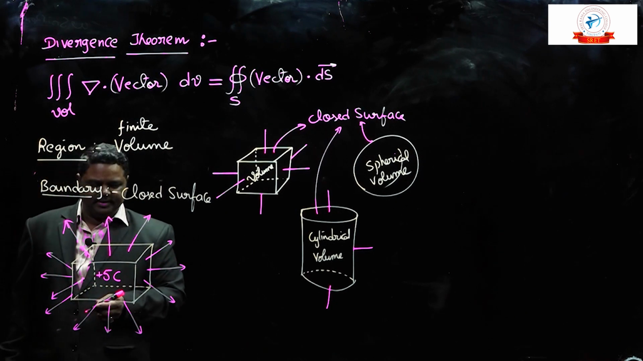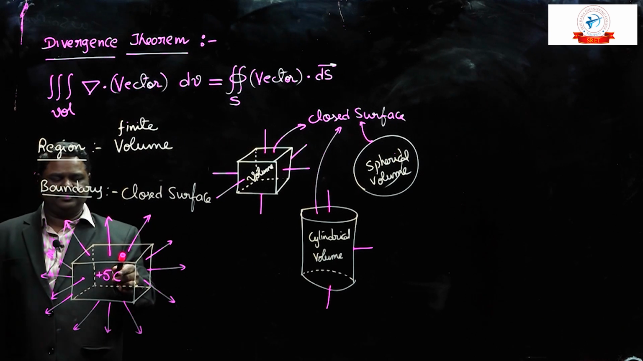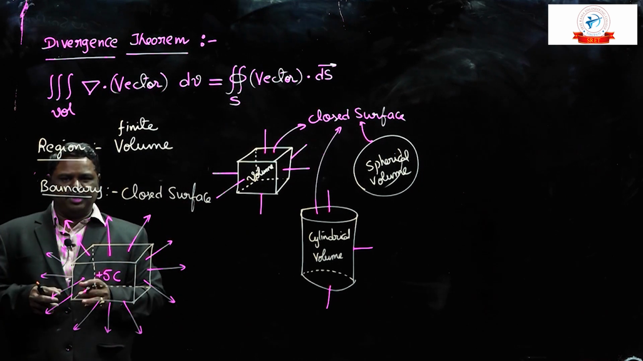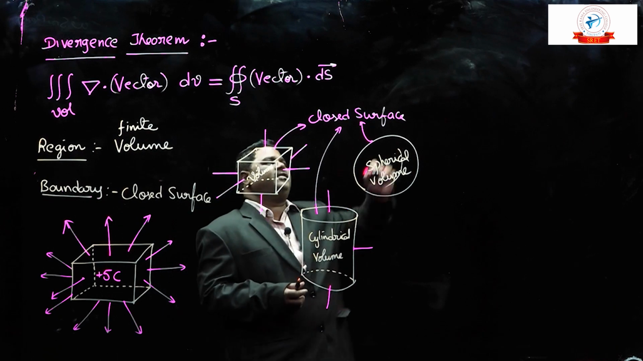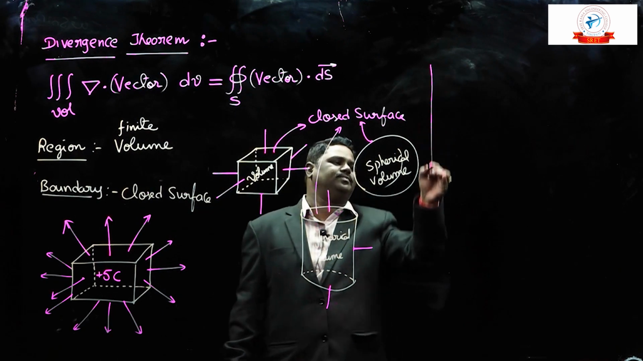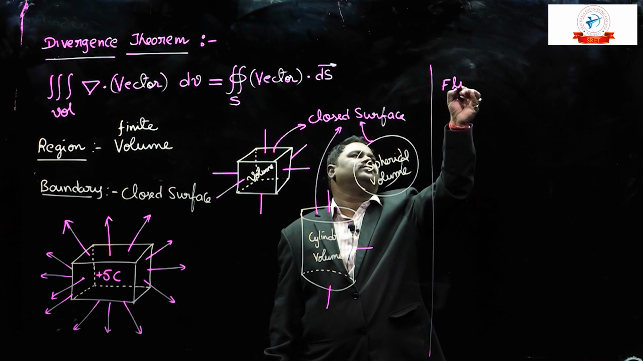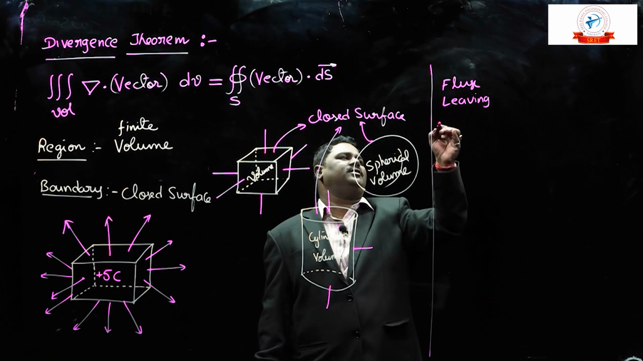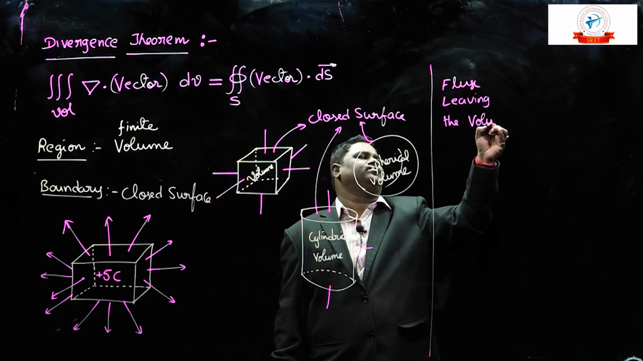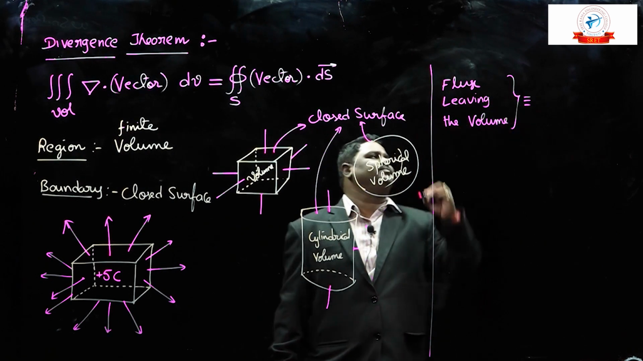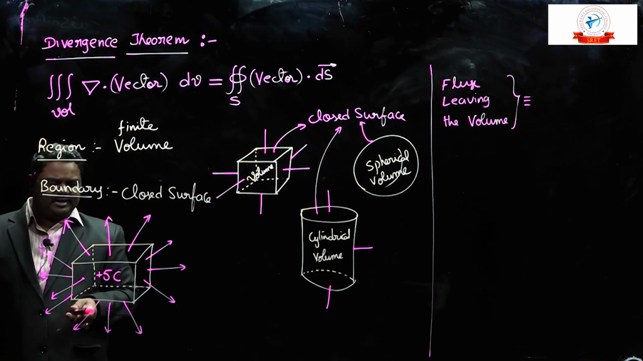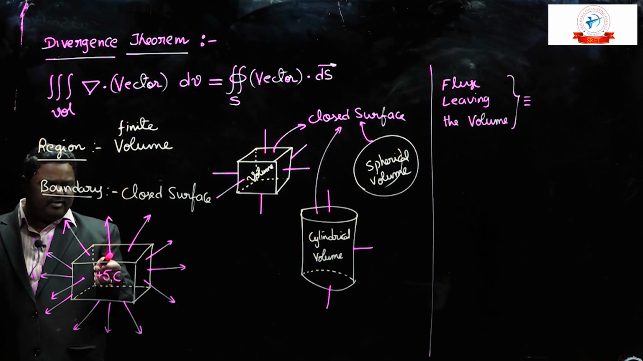From this diagram, I will write a statement: flux is leaving the volume. You know that this is a box or a volume, and inside the box there is a charge. So flux is leaving the volume. I am going to write here: flux leaving the volume. How do you say that the flux is leaving this volume? Whenever flux crosses its boundary, then we say that flux is leaving.